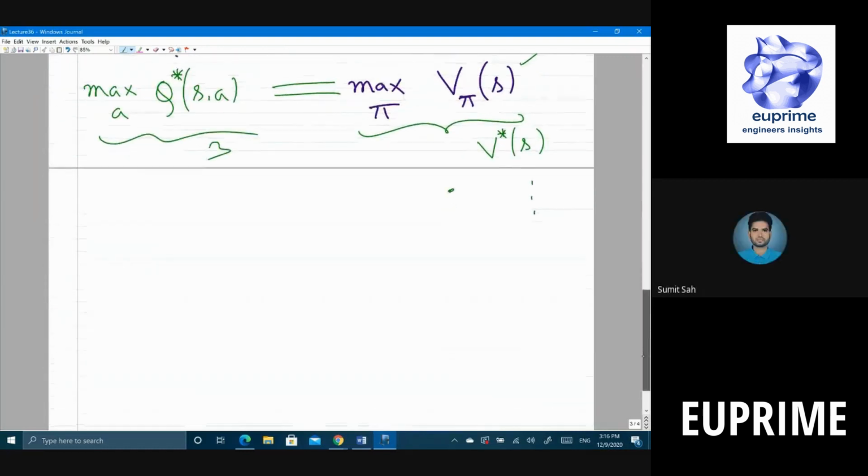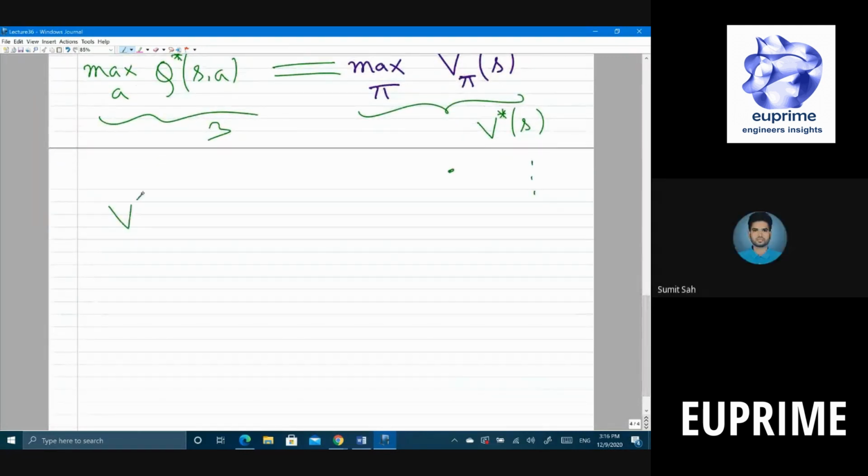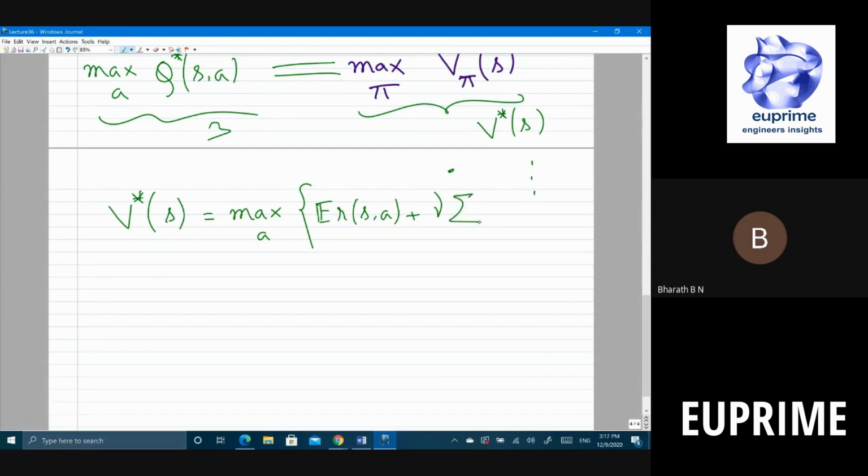Okay. So now what is V star of S? I'll just write this and get back to you. Is that okay? I'll just finish this. V star of S equals the maximum over all actions of the expected value of R of S, A plus the discount factor times the summation over S dash belonging to the state space, of the probability of S dash given S, A times V star of S dash. Okay, so this is what we have.